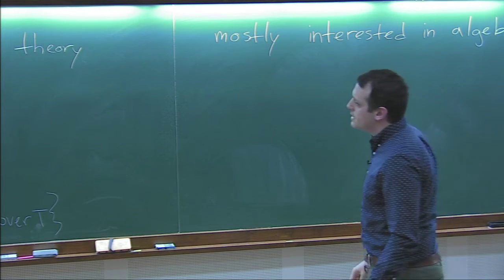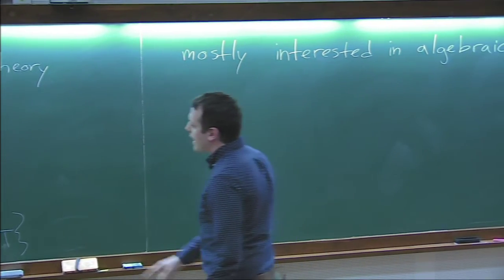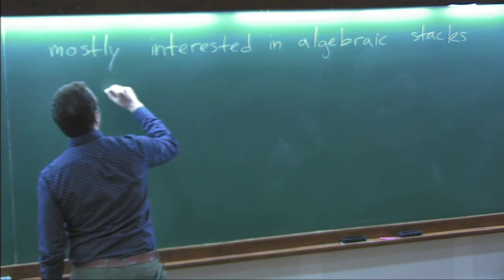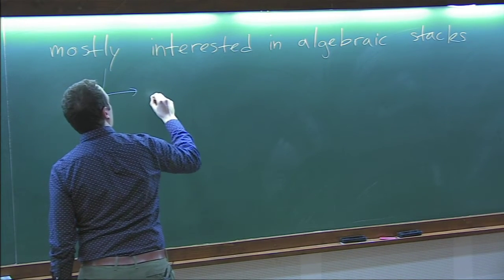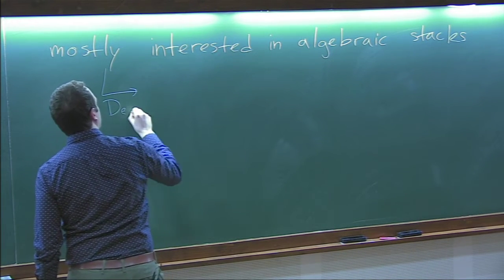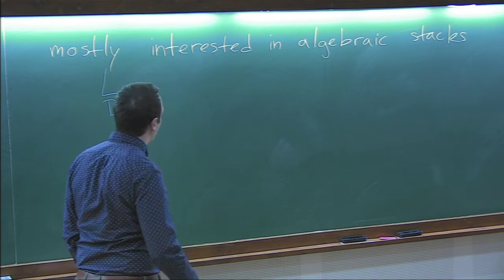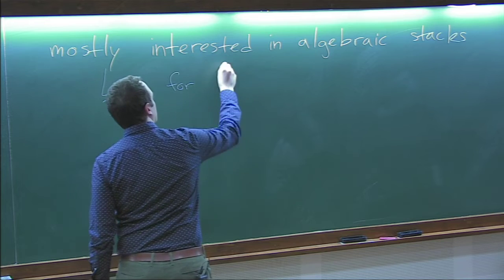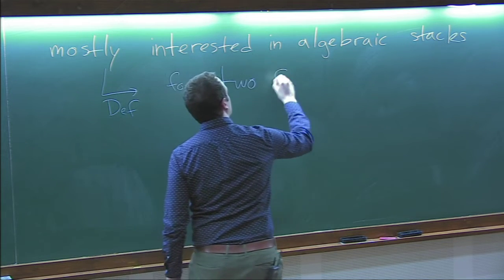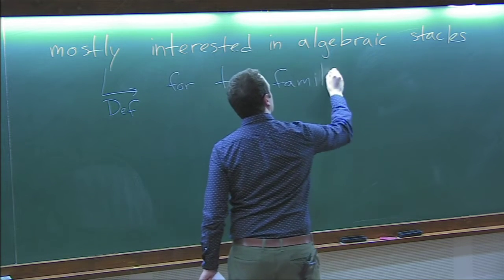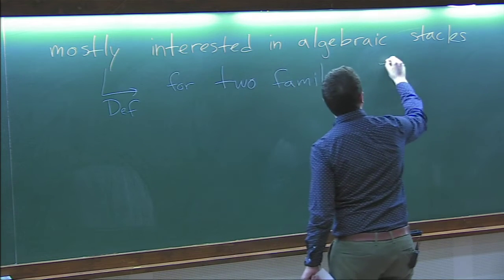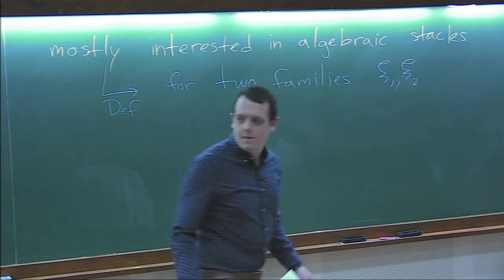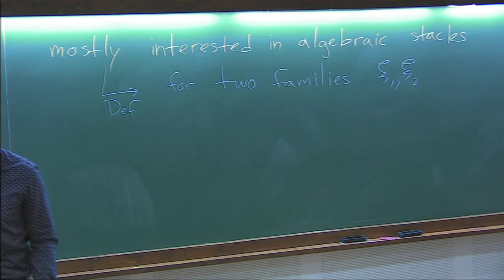So this basically just means, for two families, first of all, this is sort of a definition, although it'll be a little informal. So it means that given two families, so I haven't actually said what I mean by a family, but that's the point. I mean, is this clear?